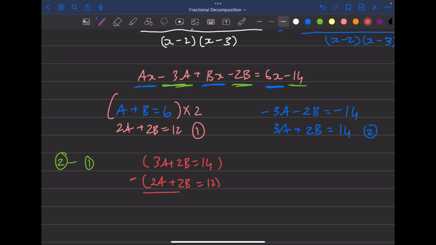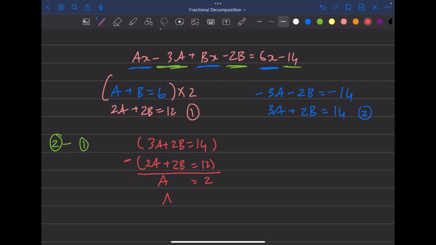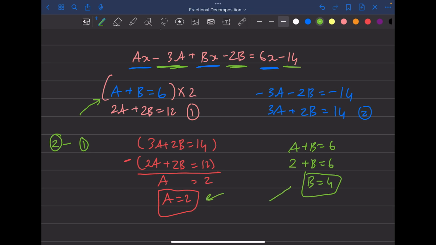14 minus 12 is 2. 2b minus 2b is 0. It goes away. And then 3a minus 2a is a. So we have that a is equal to 2, and we're done with that. And then for b, let's use any of these equations again. I'm going to use the simpler looking one. So I know that a plus b is equal to 6, and a is 2, so 2 plus b is equal to 6, b must equal 4. So from there, we know that a is equal to 2, b is equal to 4.